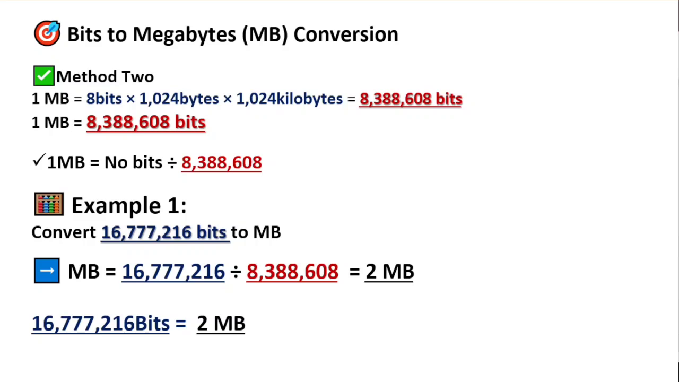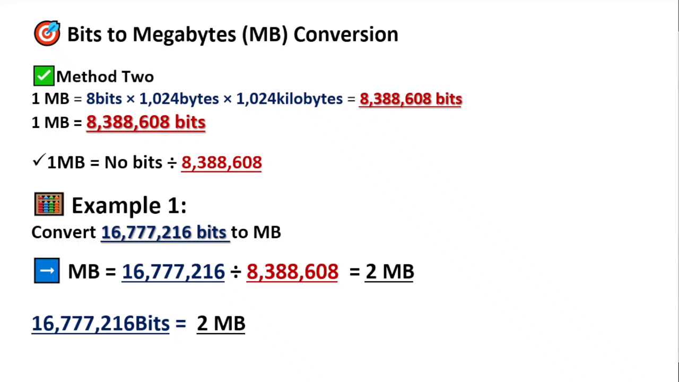Still on converting bits to megabytes, this is the second method. Now the second method, you just have to divide the number of bits you want to convert to megabytes by 8,388,608 bits. You just have to remember this number, 8,388,608 bits. Now, how do we get this number?